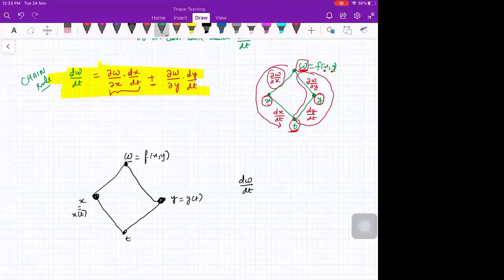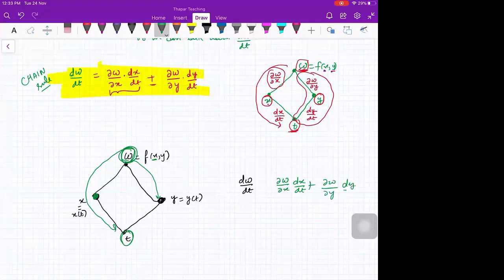That will come from dependence of w on x, that is from this side. So what will be that? By chain rule, what is the rate of change of w with respect to t if you consider only x? That will be curly w by curly x into dx by dt. Okay, and then what is the rate of change of w with respect to t if you consider only y? That will be curly w by curly y dy by dt. So this is equal to dw by dt. This is your chain rule. Clear?